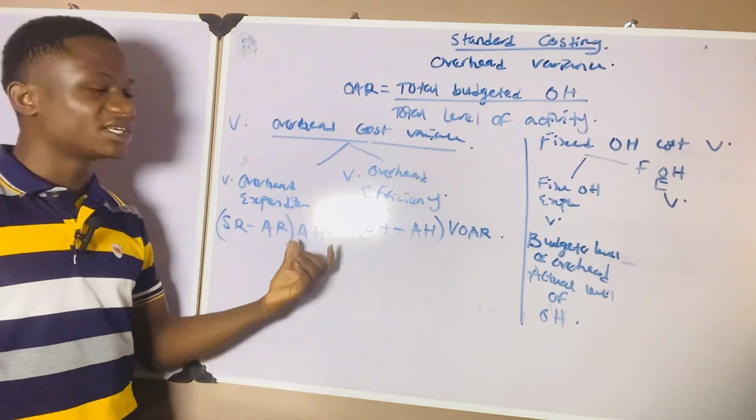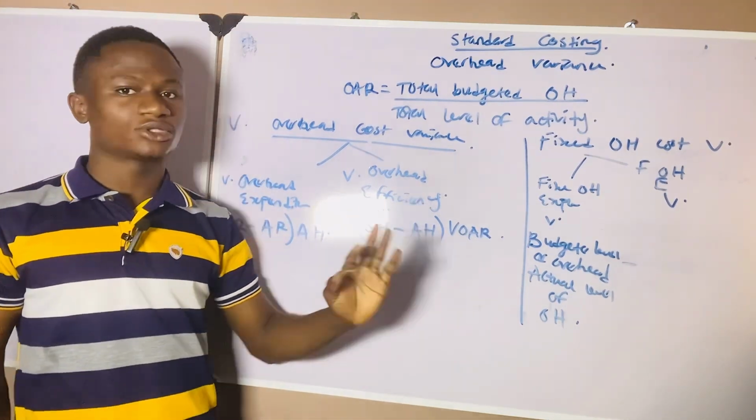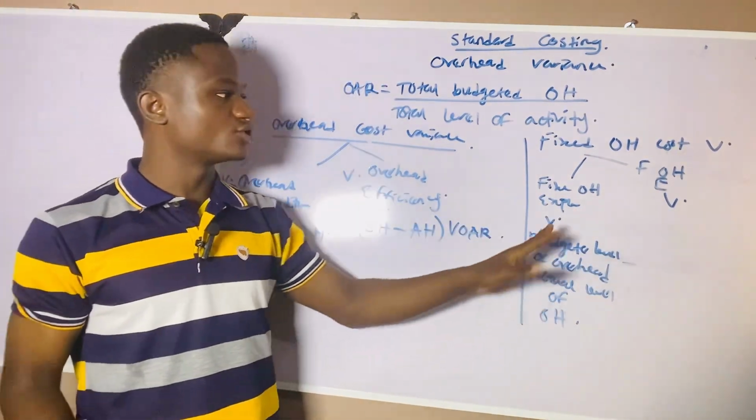Standard rate minus actual rate multiplied by actual hour. This follows the same procedure. The only thing that differs here is just the variable overhead absorption rate. But when it comes to fixed overhead, it's quite different from the others. That is why I want you guys to pay attention.